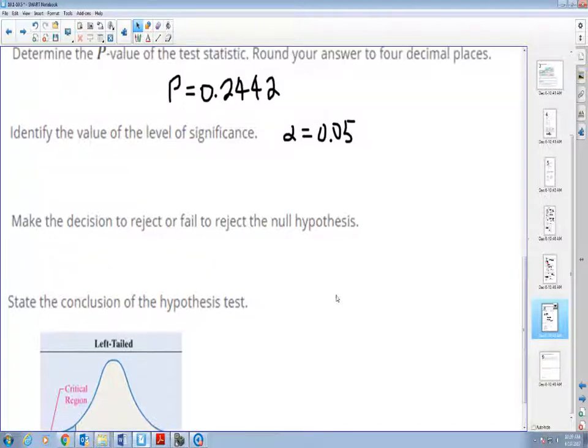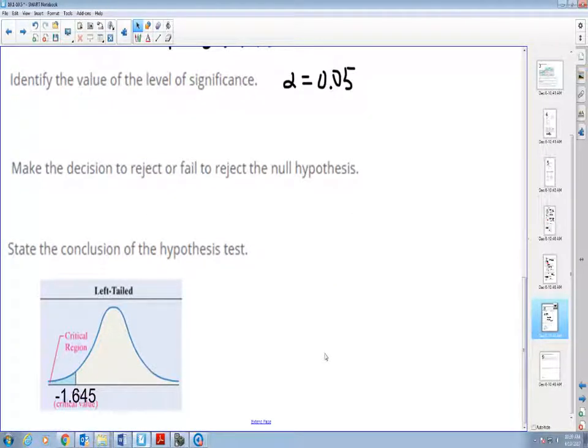So where does my test statistic fall? Negative 0.69. Will my test statistic fall in the rejection region, or will it fall in fail to reject? It's got to be fail to reject.